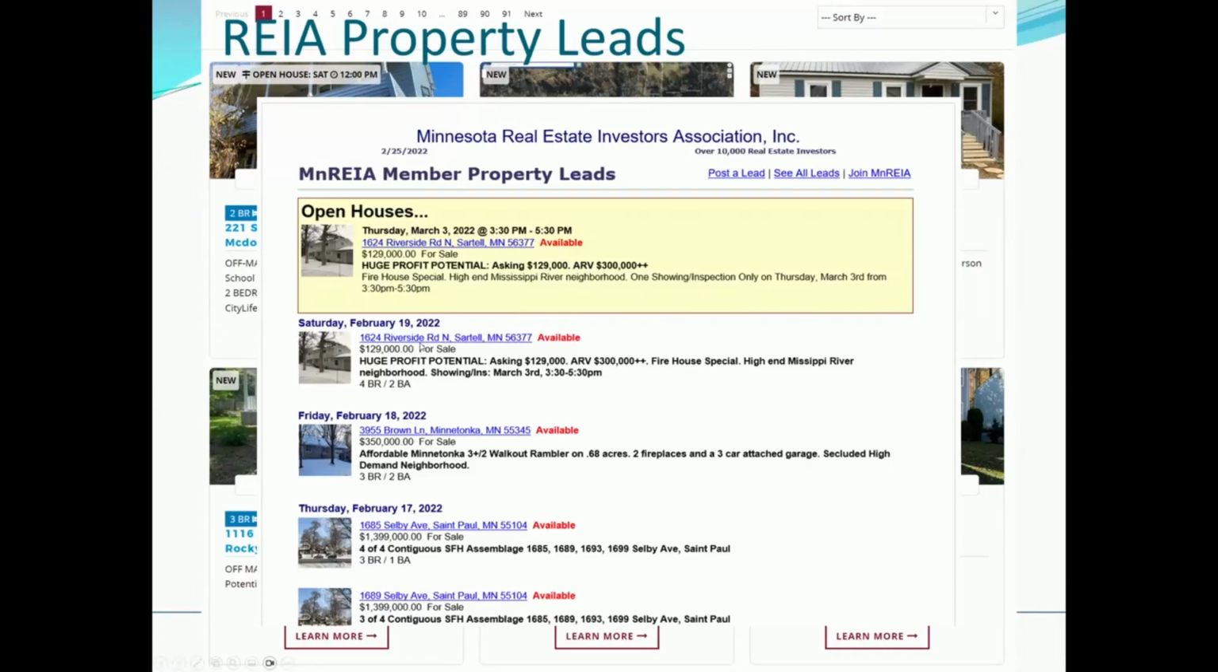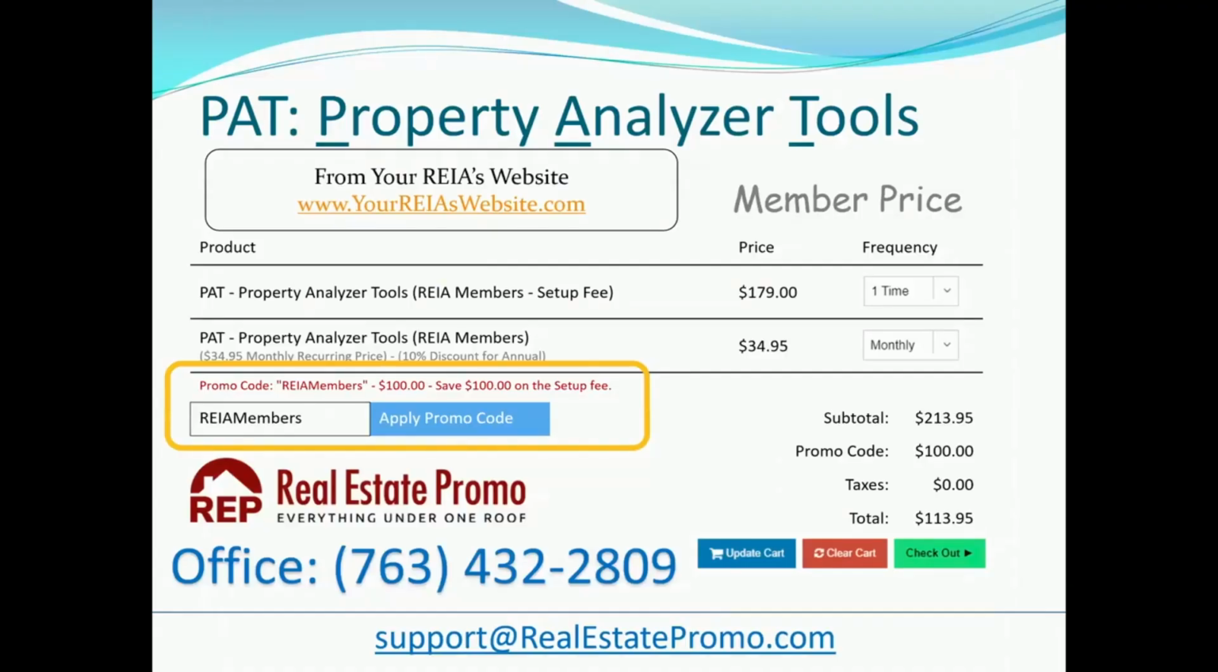Okay. Now, let's talk about the Property Analyzer tools. Now, this is not free. The Property Analyzer tools is an upgrade. It's not free. There is a cost. So I do want to get that out of the way right away. There's a monthly fee of $34.95, and there is a one-time setup fee of $79. Now, it's normally $179, but as a member of your REIA, you're going to get $100 off using that promo code REIA members. All right, so you're just paying a one-time setup fee of $79 and $34.95 per month.